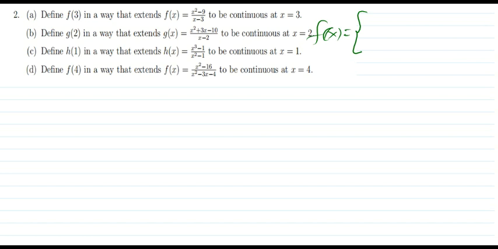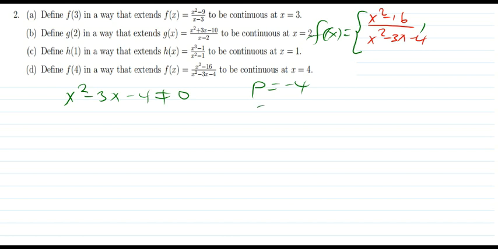So I'll have x squared minus 16 over x squared minus 3x plus 4. What will be the condition in that case? So the condition is that x, anyway, we need first to get the denominator. We have x squared minus 3x minus 4 should not be equal to 0. Now I have the product of negative 4, the sum of negative 3.